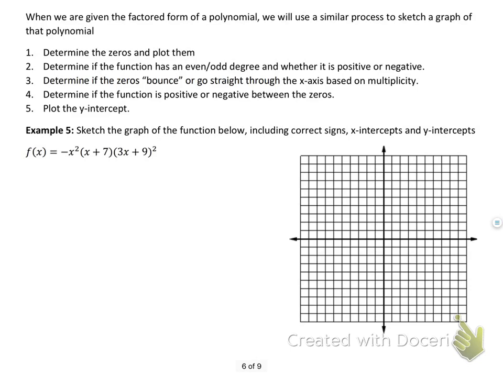So the first thing we need to find are the zeros. Remember, to find the zeros, you take your factors, you set them equal to 0, and you solve. So if x squared equals 0, then x equals 0. If x plus 7 equals 0, then x equals negative 7. If 3x plus 9 equals 0, then 3x equals negative 9, and x equals negative 3. So let's go ahead and plot those. So we've got 0, negative 7, and negative 3.